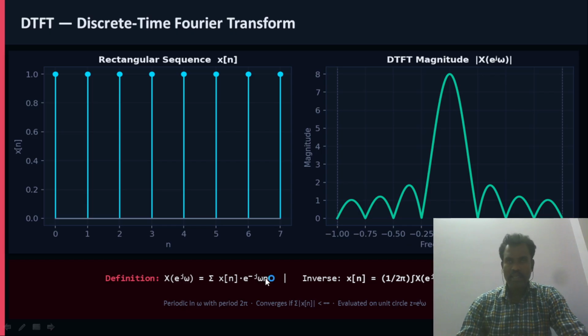E power j omega t is the transform kernel in the continuous case. E power minus j omega t is the kernel for a Fourier transform in the continuous case. If it is a discrete case, we will multiply with the kernel e power minus j omega n, and instead of integration, we'll use summation as x of n is discrete. Hence, the discrete time Fourier transform x of e power j omega is equal to sigma x of n into e power minus j omega n. So x of n is a discrete sequence, like any arbitrary sequence. It is an aperiodic sequence.